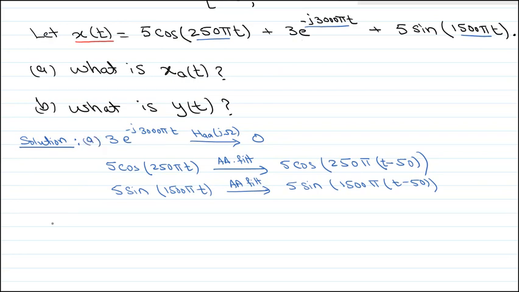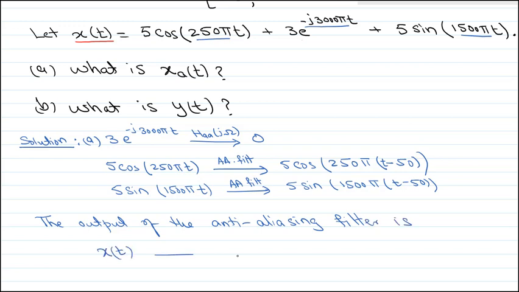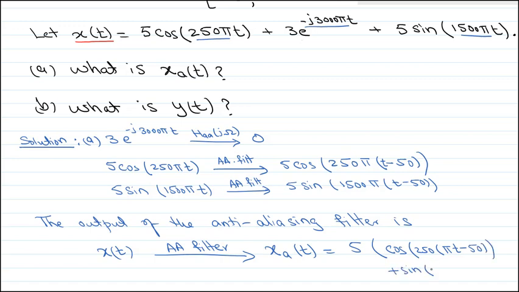Okay, so part A's solution is simply that the output of the anti-aliasing filter is going to be, I input x of t and out comes xa of t, which is simply equal to 5 cosine of 250 pi t minus 50 plus sine of 1500 pi t minus 50. Okay, this completes our part A.